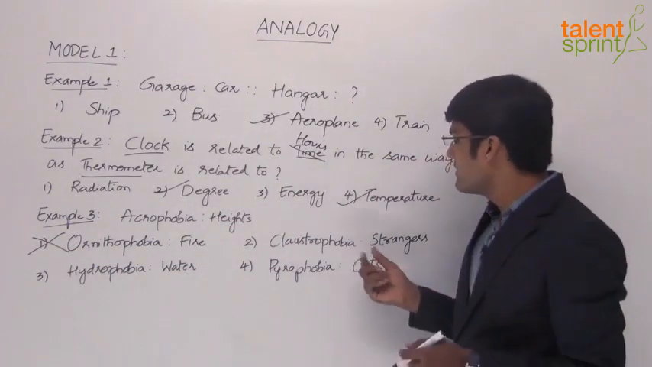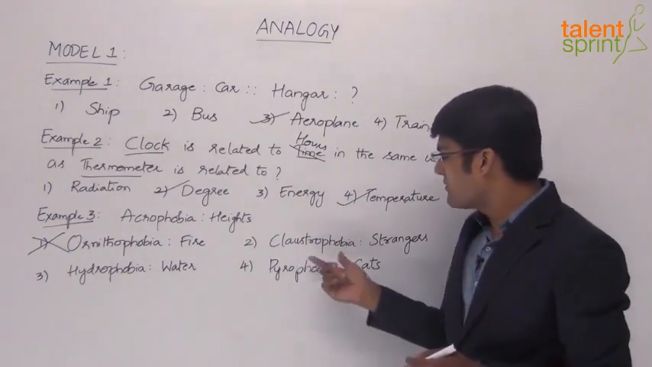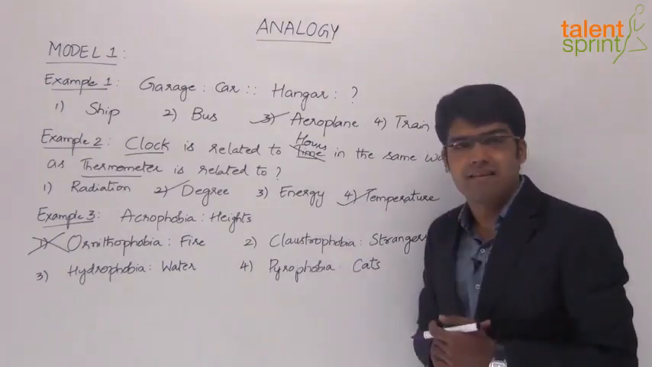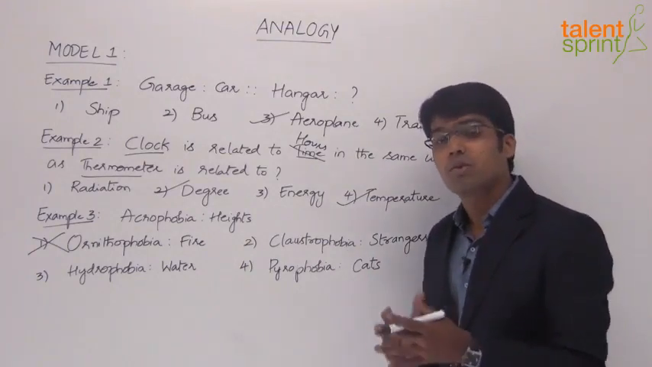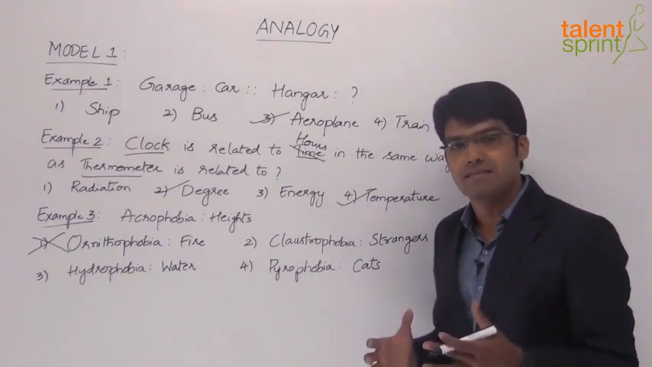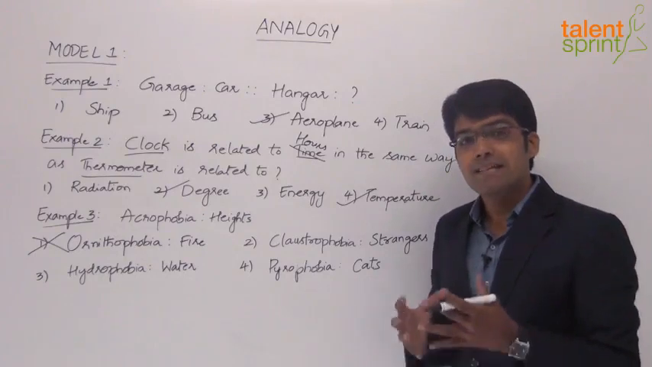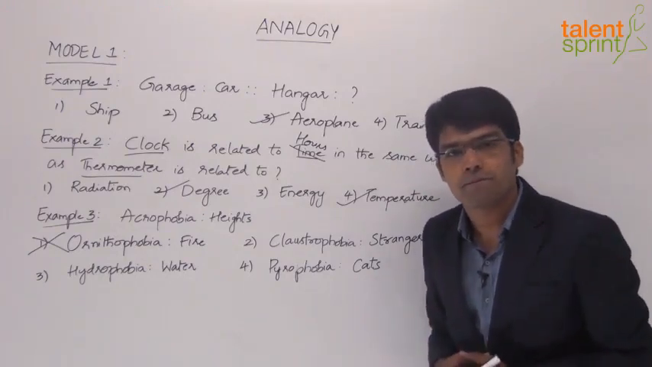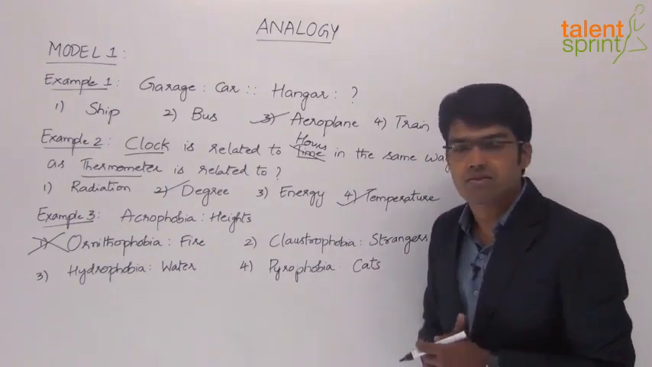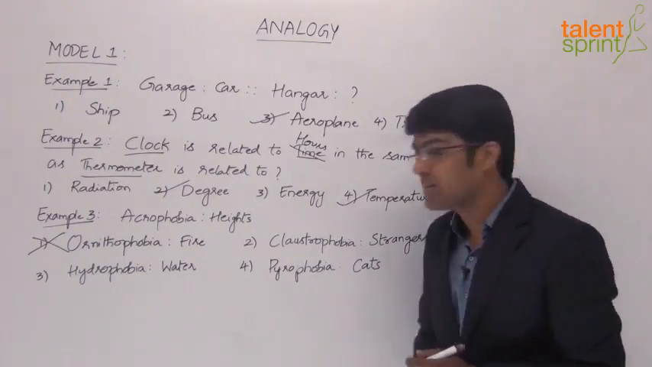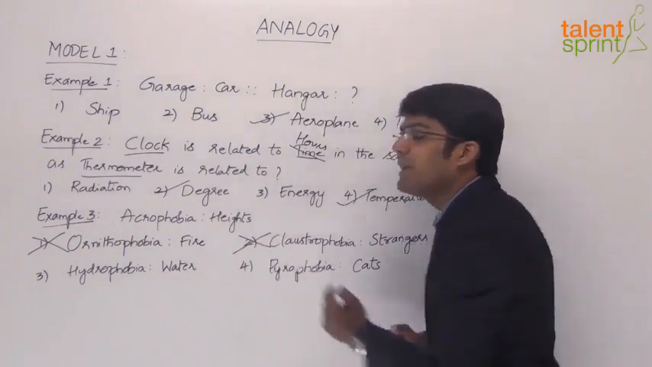Let's now look at the second answer option here. Claustrophobia is to strangers. What is claustrophobia? Claustrophobia is the fear of closed spaces, enclosed spaces, small spaces, right? Such a fear is called claustrophobia. And here it says claustrophobia is related to strangers. Claustrophobia is nowhere related to strangers. So even the second option can be eliminated.